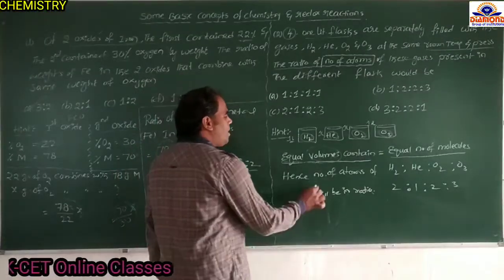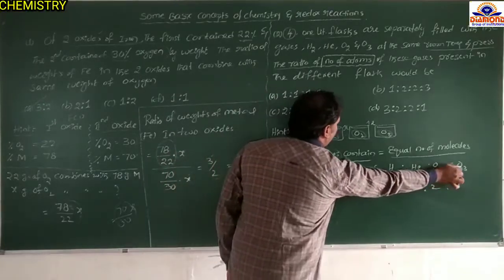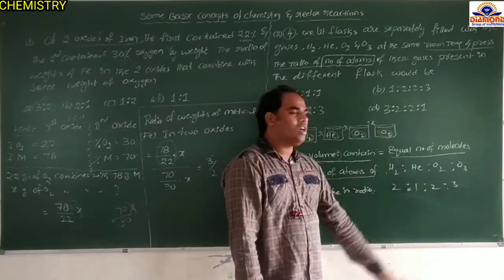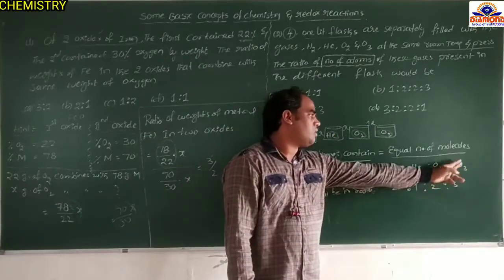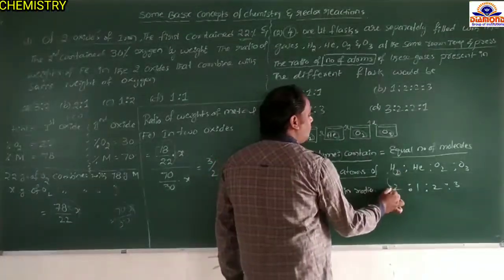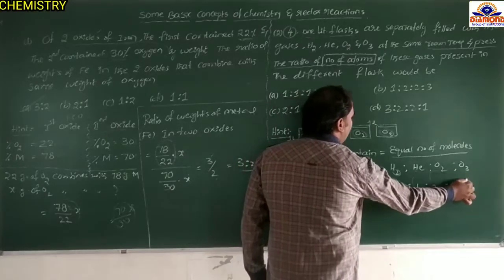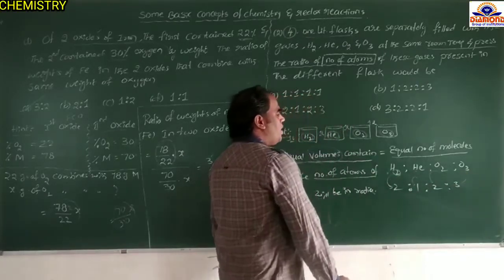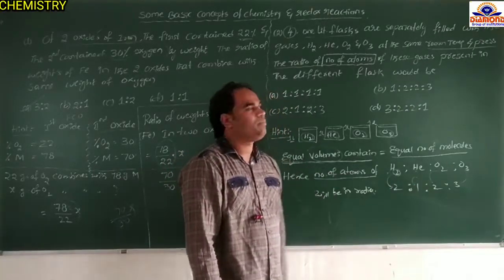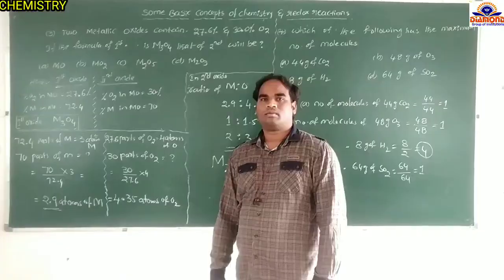Hence, number of atoms of hydrogen, helium, oxygen, ozone. So here hydrogen is diatomic, helium is monoatomic, oxygen is diatomic, ozone is triatomic. Therefore, diatomic 2, monoatomic 1, diatomic 2, triatomic 3. So here number of atoms is 2 is to 1 is to 2 is to 3. Therefore option C is the correct answer.